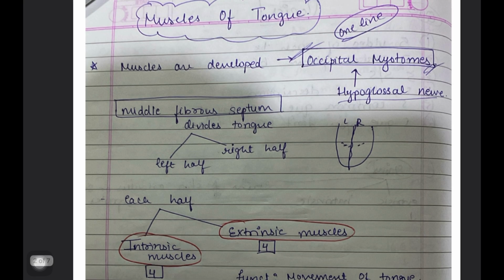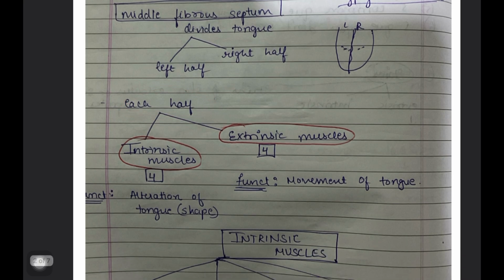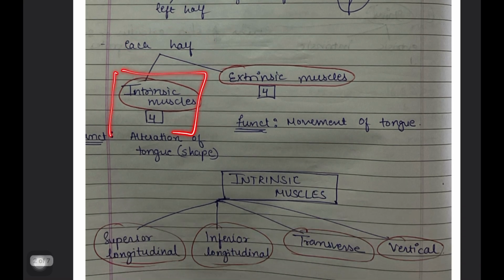Muscles are developed from occipital myotomes. It is a very important one-liner and frequently asked MCQ. So the hypoglossal nerve comes under the occipital myotomes. What is the middle fibrous septum? It is this part which divides the tongue into left and right half. So each half of the tongue has 4 intrinsic muscles and 4 extrinsic muscles.